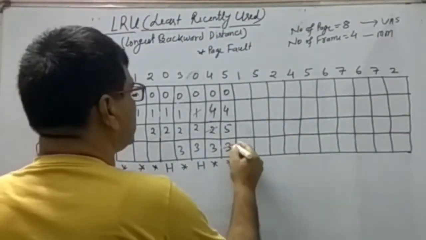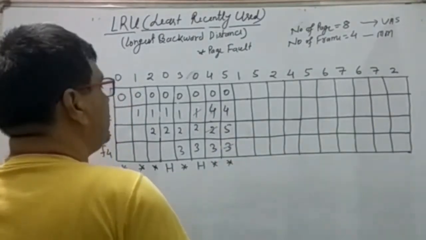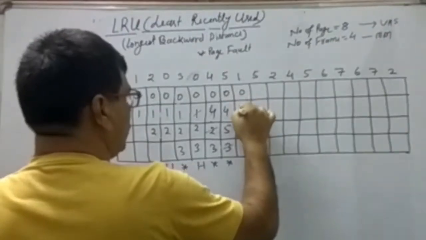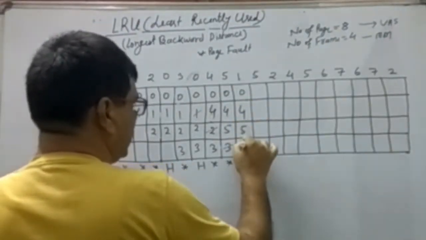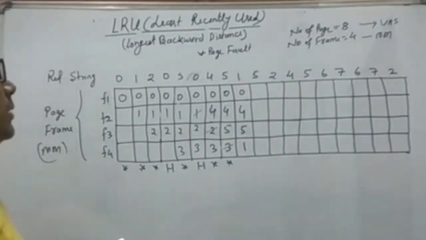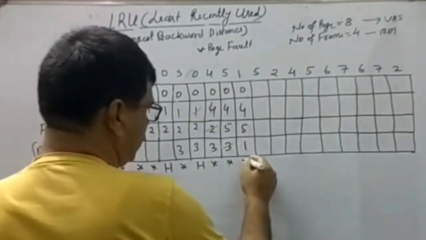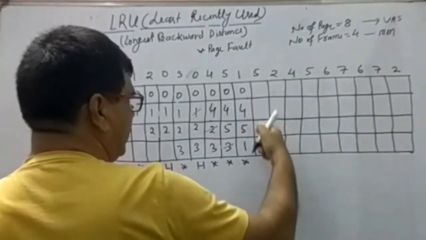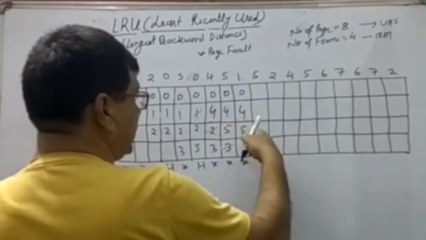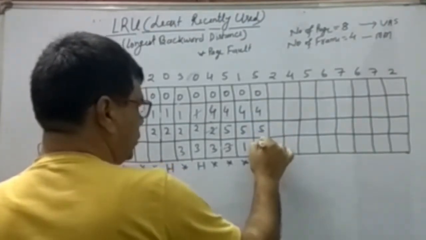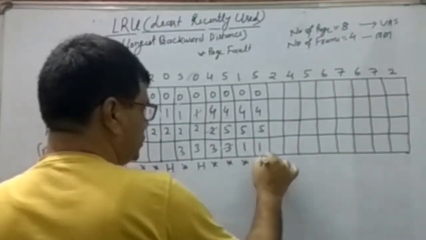This page number 3 will be replaced. That means this will be the victim page. Now we have 0, 4, 5 and 1. 3 had the longest distance. Now again, it is what? Page fault. Page number 5 arrived here. 5 is already available. 0, 4, 5, 1. This is the page hit.